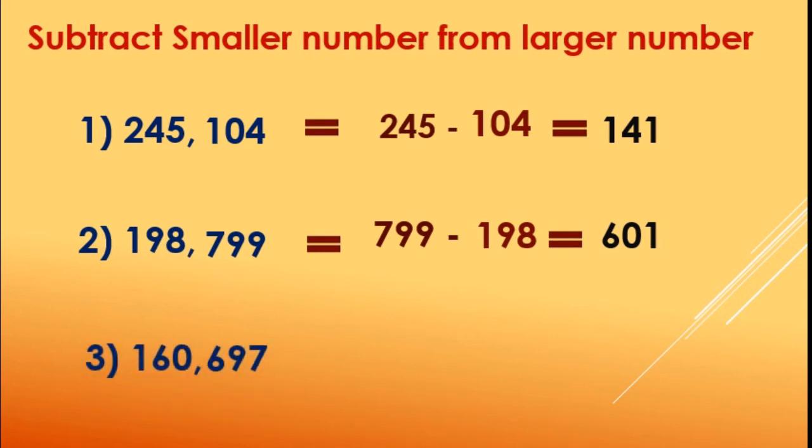Third one, two numbers, 160 and 697. Okay, here the larger number is the second one, isn't it? 697. And the smaller one is 160. Now minus this. 7 minus 0, 7. 9 minus 6, 3. 6 minus 1, 5. 537. Okay. Please practice sums like this. You only put the numbers and you only carry out the subtraction.